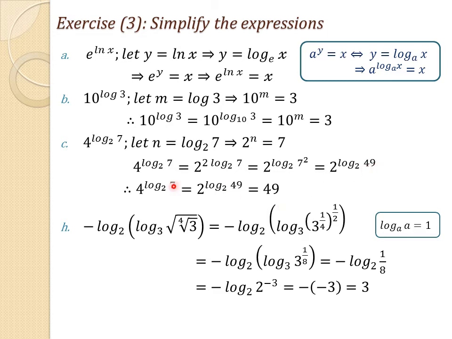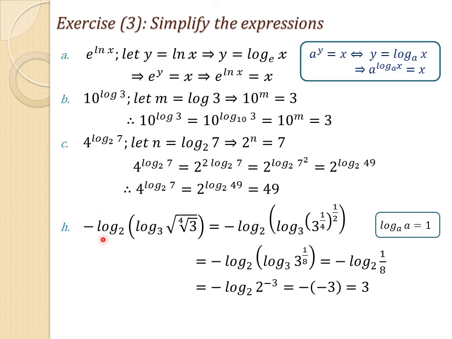So 4 power logarithm 7 base 2 equals 2 power logarithm 49 base 2. And as the base here is 2 and the base of the logarithm is also 2, they are equal, so the result is 49.